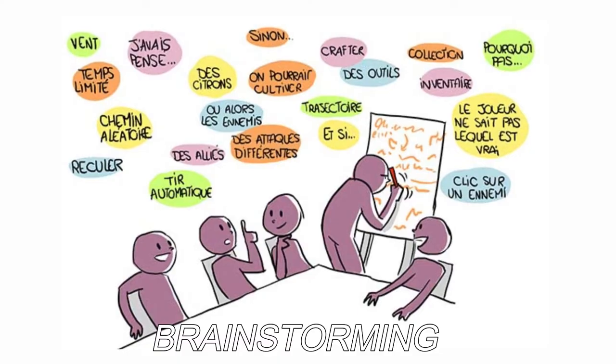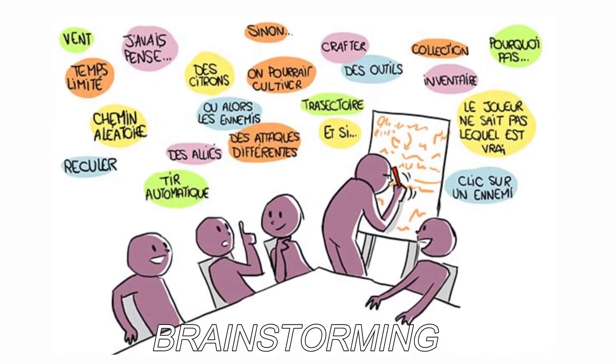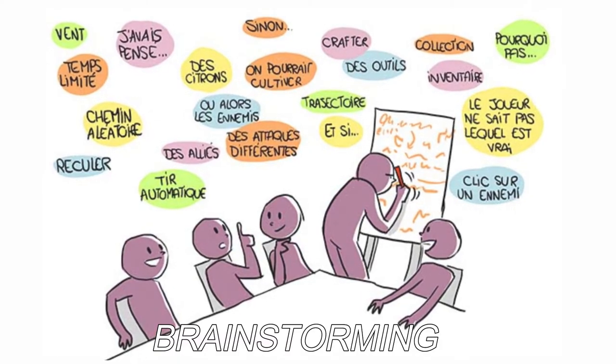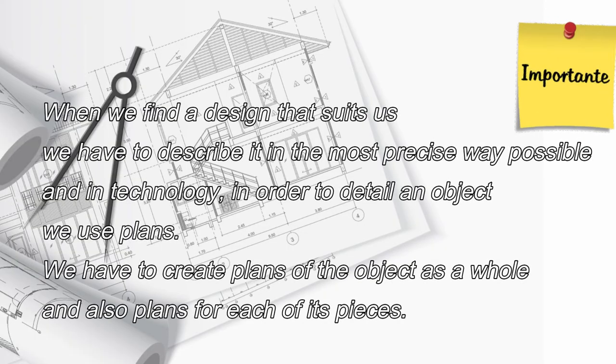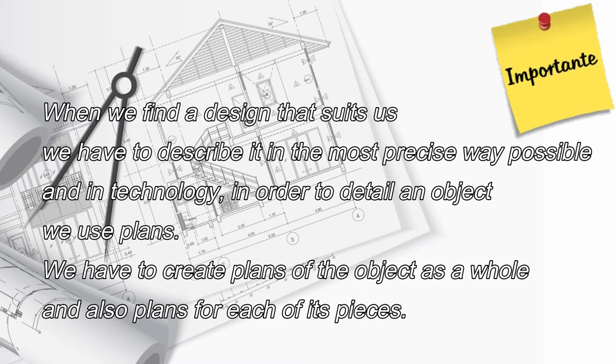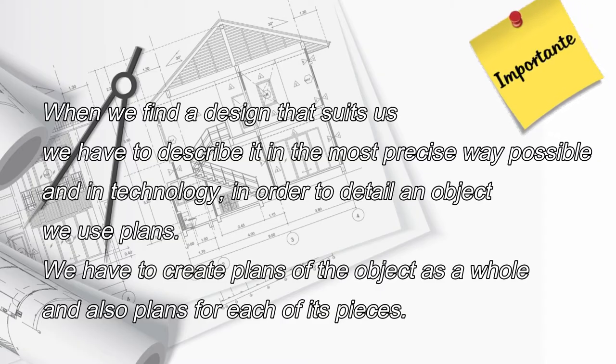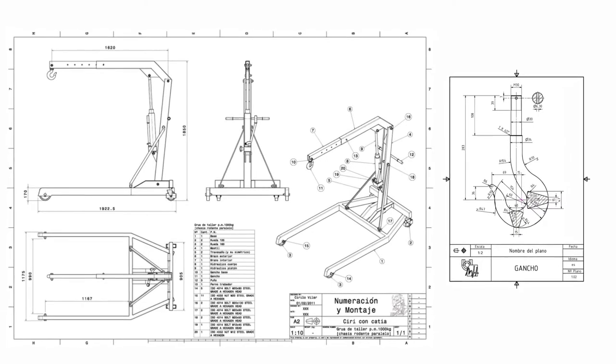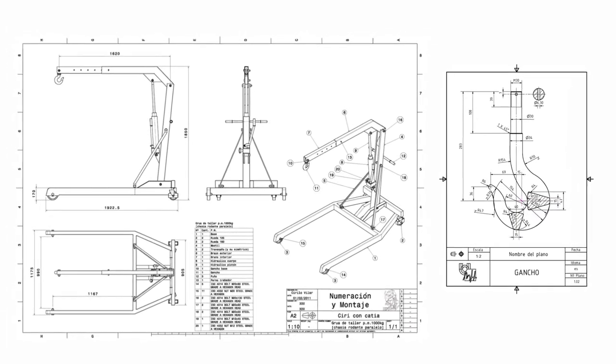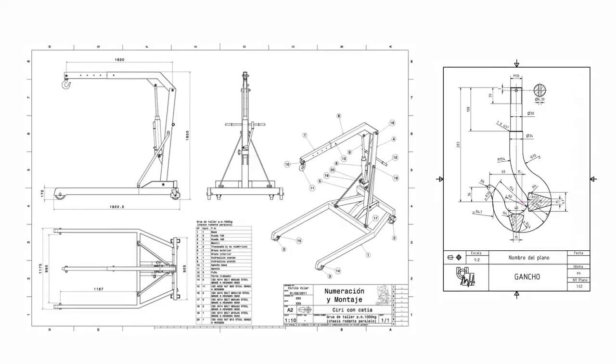If we work as a team, we can carry out a brainstorming session and later vote on those ideas that seem better. When we find a design that suits us, we have to describe it in the most precise way possible. And in technology, in order to detail an object, we use plans. We have to create plans of the object as a whole, and also plans for each of its individual pieces. The plans should be correctly finalized, and preferably to scale.